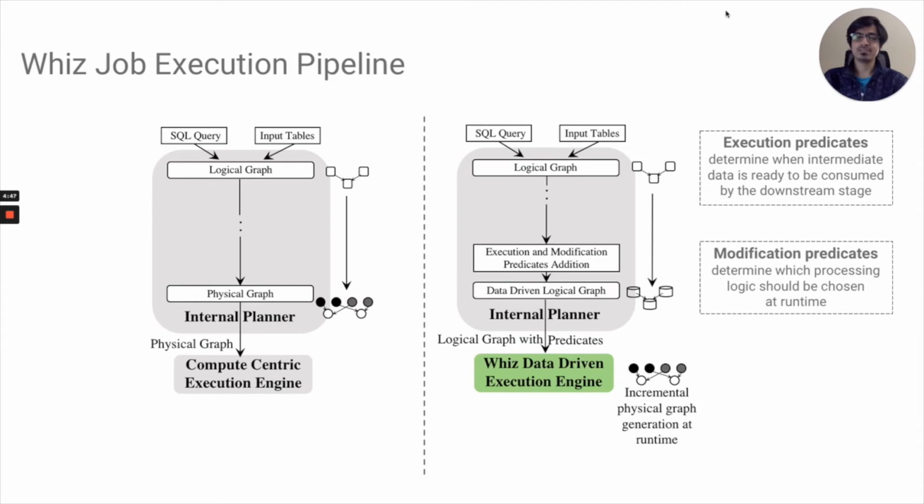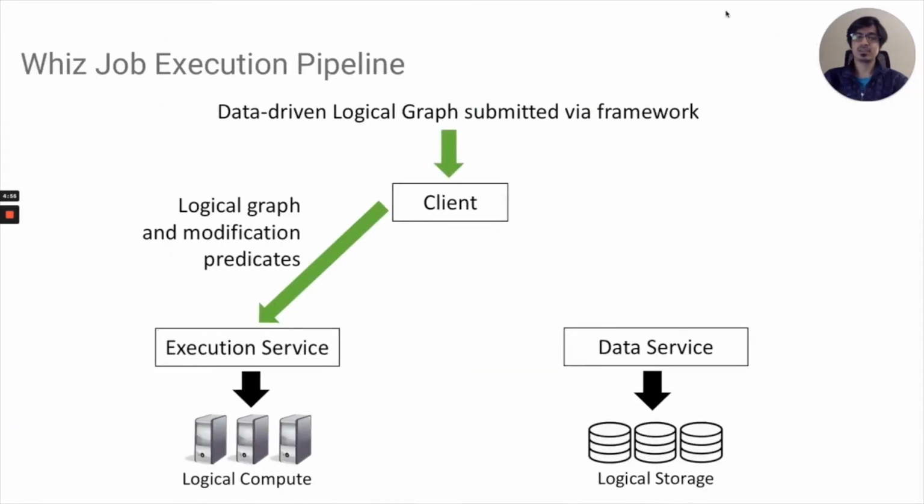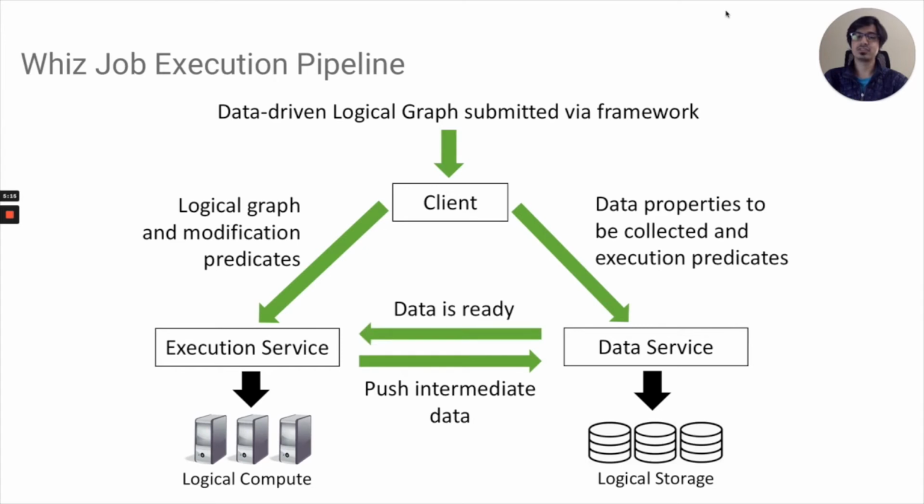With the aid of these predicates, Whiz incrementally generates the physical graph at runtime in the following manner. It transfers the logical graph, which encodes the dependencies and modification predicates, to the execution service, and data properties to be collected along with the execution predicates to the data service. Then, the execution service initiates the execution of root stages and pushes the intermediate data into the data service, which further notifies the execution service when data is ready to be processed.